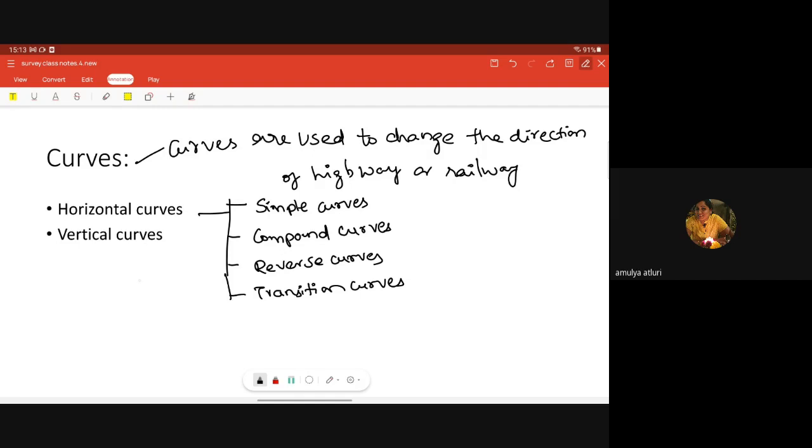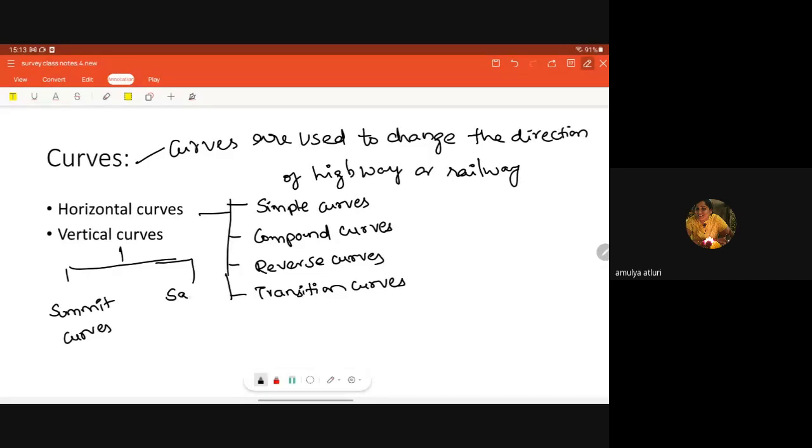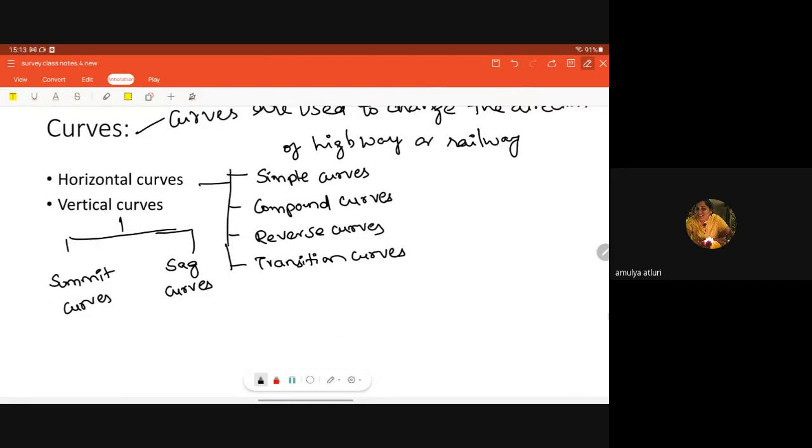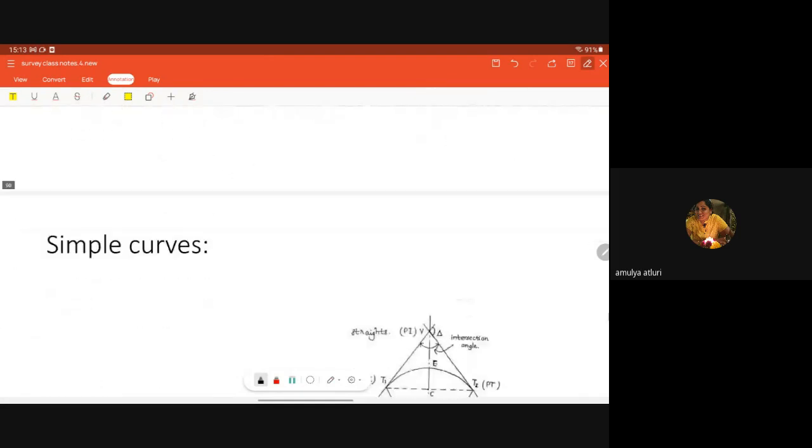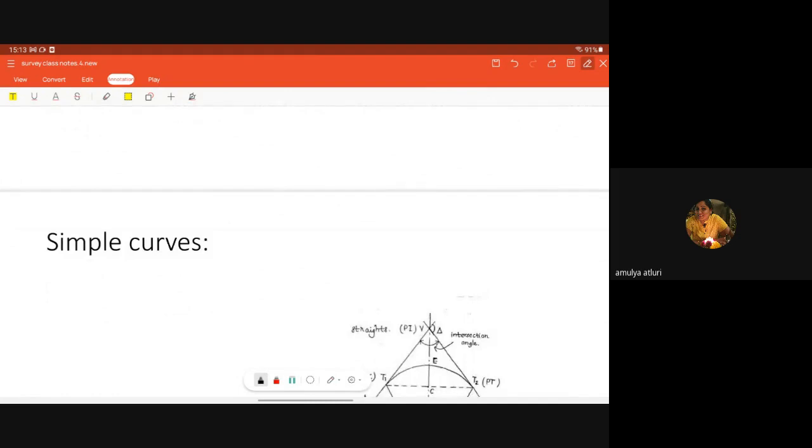Next, what are vertical curves? Vertical curves are summit curves and sag curves. Okay. So let's check into simple curves. Let's discuss a few topics and the terminologies of simple curves.